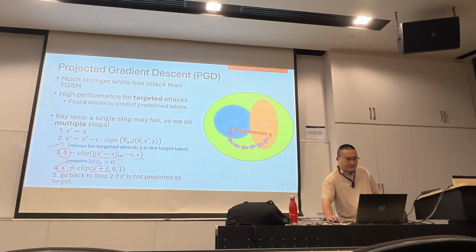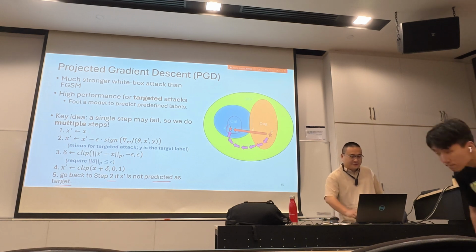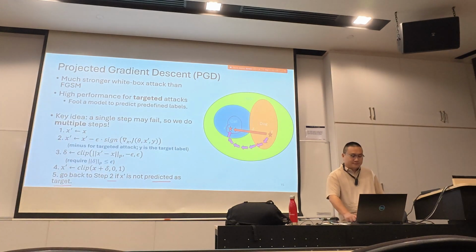Because this is an iterative attack, we don't end here. We continue the loop and go back to step 2 if x is not classified as the target. In this way, we gradually change the clean image and let it end up in the decision space of our target label. So this is how PGD can improve the efficiency of FGSM.